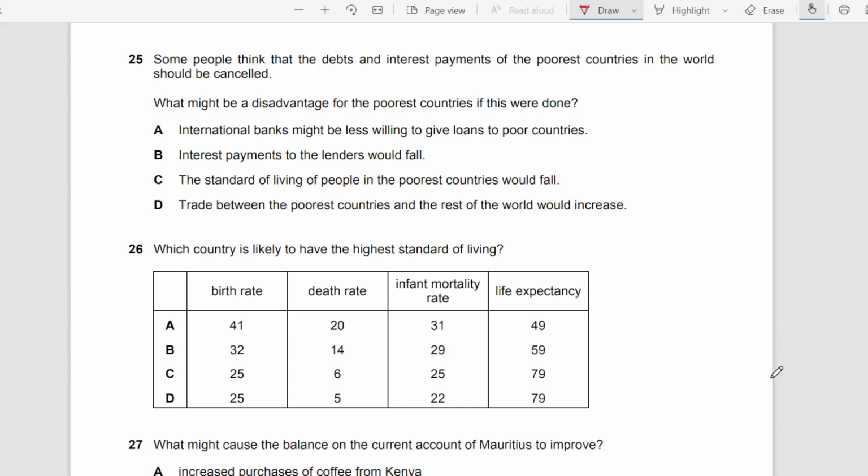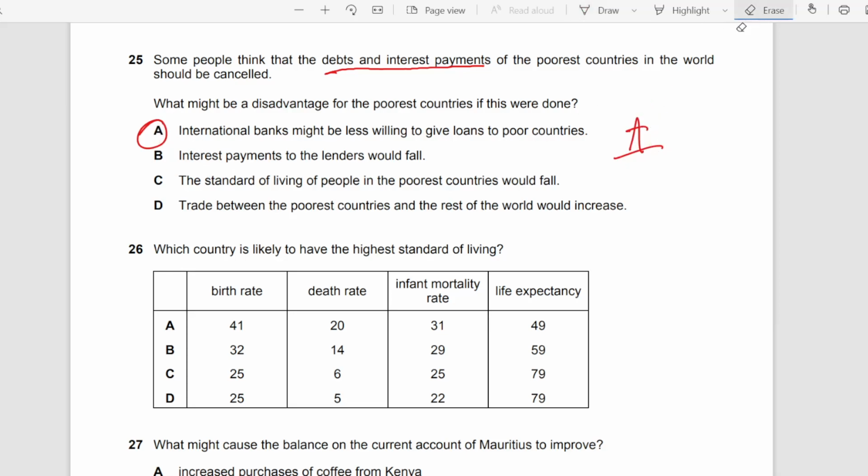Yes, if they cancel their debts now, and if these countries fail to make any payments back for the amounts that they have borrowed, they might not be able to secure any loans in future, because the banks that provided them with loans will avoid giving them loans in future, since they know that their debts will go bad and they will not be able to get back their money. So A is the correct option over here.